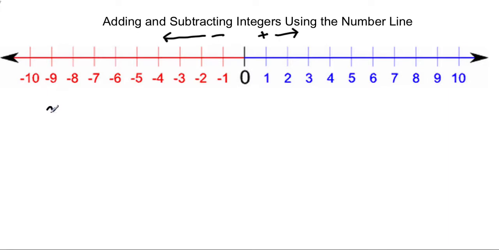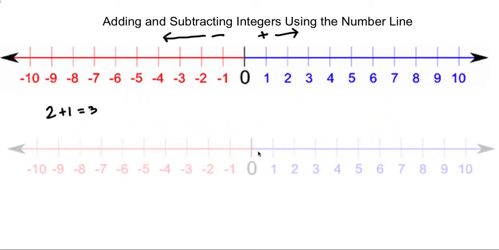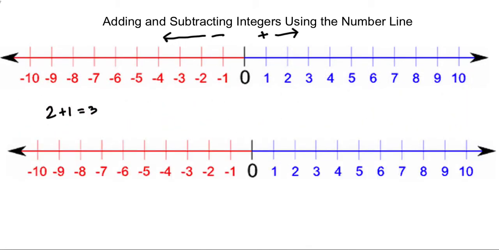In second grade, when you were asked to add 2 plus 1, you know that the answer is 3. And using the number line, first we find 2, and 2 is 2 units from 0. So we go from 0 to 2, so that's 2. And we add 1, so that means we're adding positive 1. That means we go 1 unit from 2. And that's how you end up with 3.